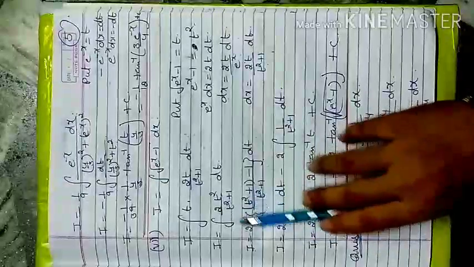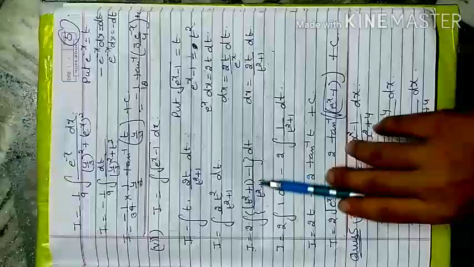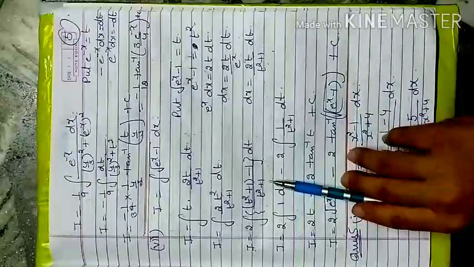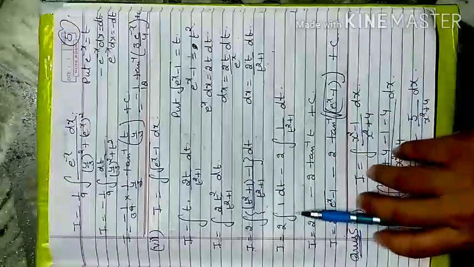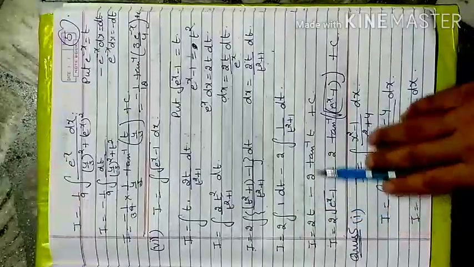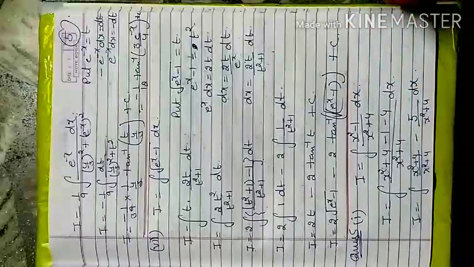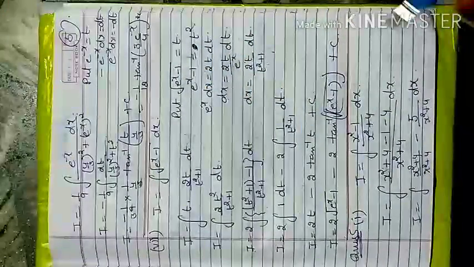Now here, 2 is taken outside, the constant term is taken outside, only t square is left, and try to adjust the denominator in the numerator, plus 1 and minus 1. So when you separate, the integration of 1 is t, and 1 by t square plus 1 is tan inverse t, and t is replaced back by what I considered, root e raised to power x minus 1.